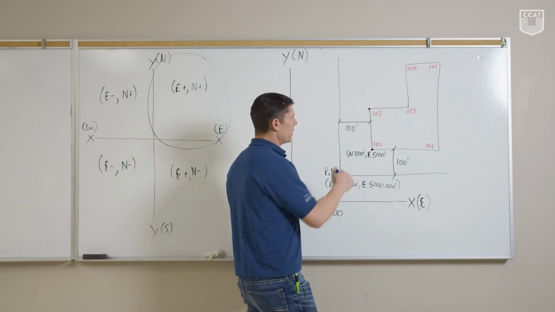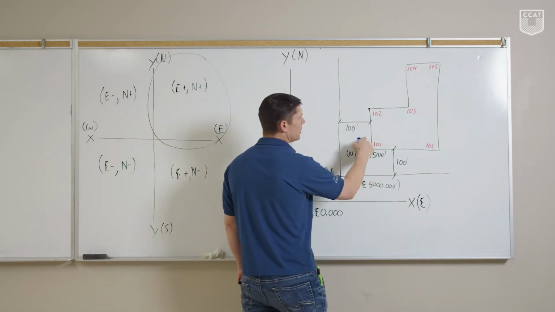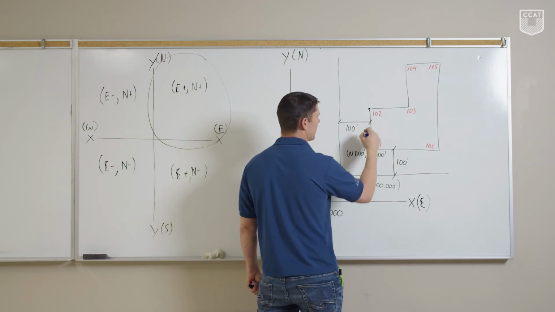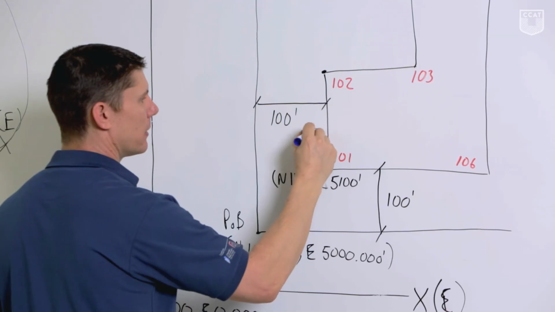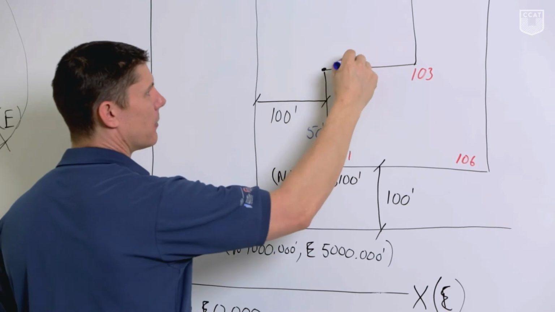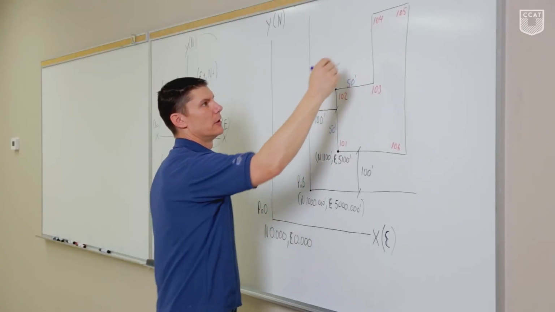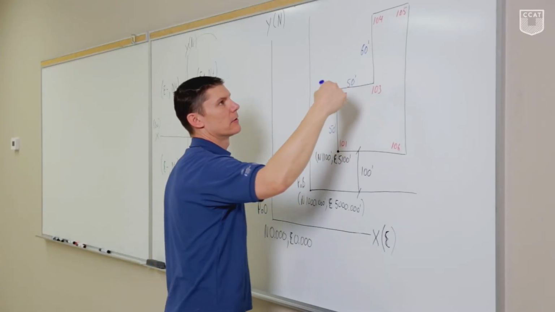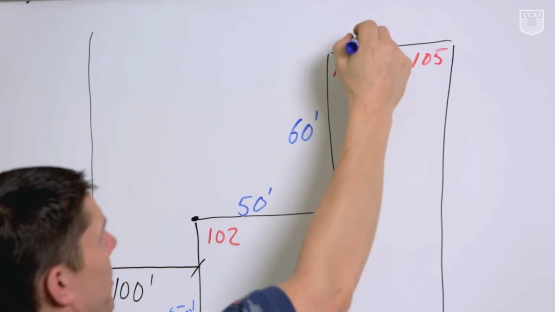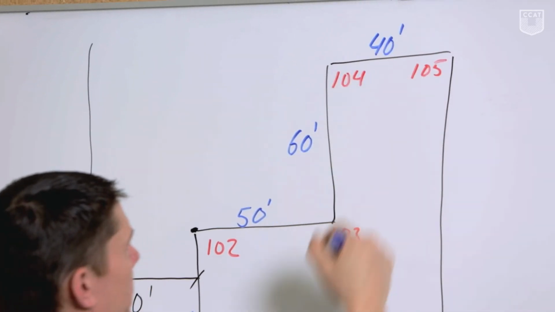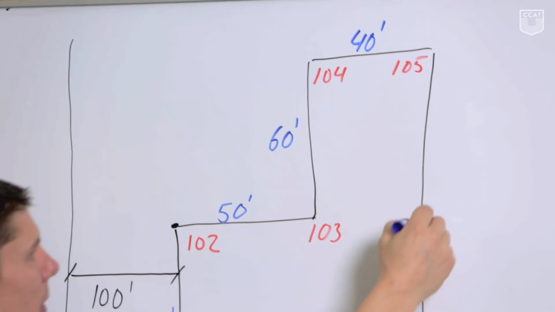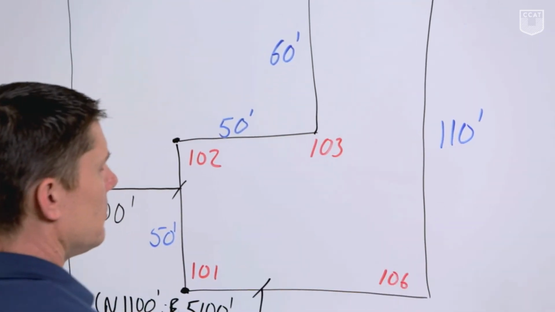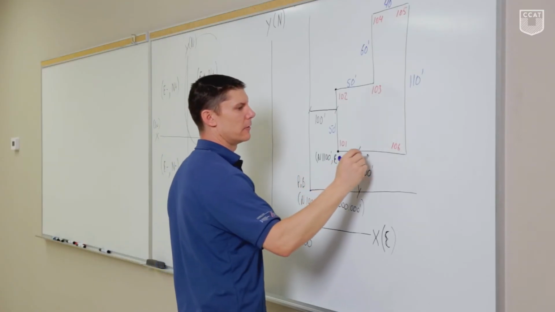So to get the rest of the points here, we're going to have dimensions on this building. To keep the numbers nice and simple, let's call the length of this wall here 50 foot, 50 foot. This one here we can go 60 foot. Across the top here we can go 40 foot. The back here would be 110 foot. And across the bottom here we'd be 90 feet.